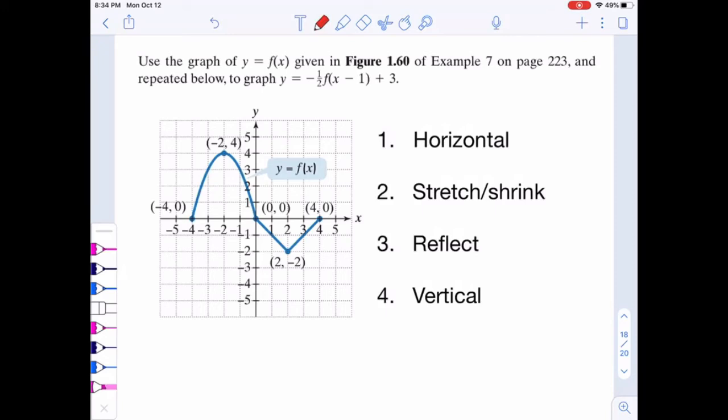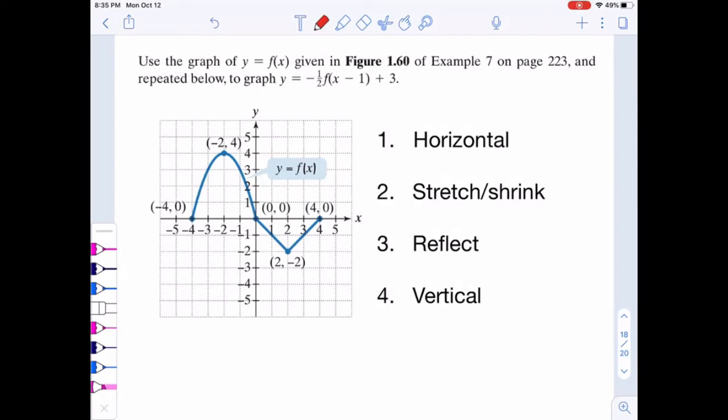Then number 2, shrink or stretch, that would have been more or less like the vertical shrink or stretch, and I guess you could have also included the horizontal in there. Step 3 would be to do any sort of reflection, and that just happens when you have a negative in front of the whole function, and then any sort of vertical shift that you have.